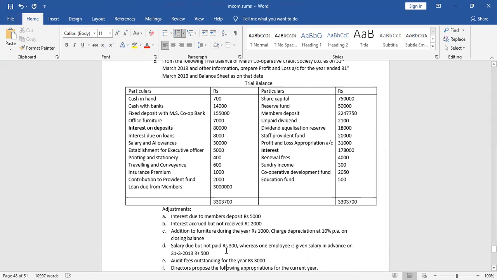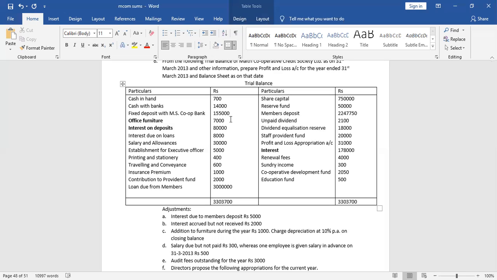So see what the value of furniture is. Where is furniture? There is an addition made in the furniture during the year, which is 1000. Addition made to the furniture is 1000, and the closing balance of the furniture is given 7000. During the year furniture of 1000 was purchased, and the value of furniture is 7000. So what will be the opening balance of furniture?